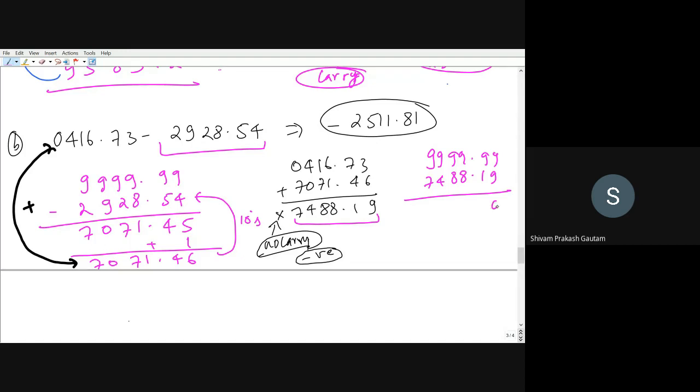So this will be 0, this will be 8.1152. And right now this is 9's complement, so you have to add 1 as well. So this will be 2511.81. And we have to place a negative sign. This is very important because we were having no carry. So you can compare now, both are same. Is it okay? Yes, sir.